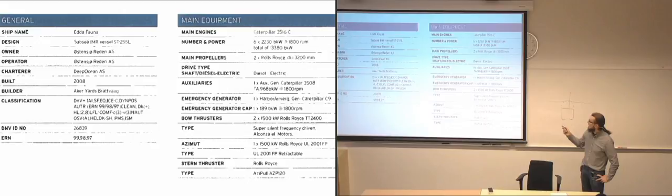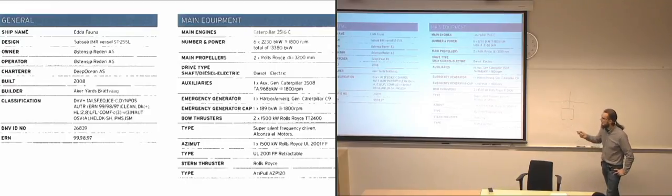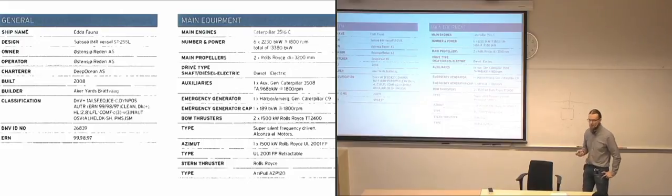So they have an auxiliary generator also. They have 6 main generators. They have an auxiliary generator, and they also have an emergency generator. So they have quite a lot of backup systems there, basically.